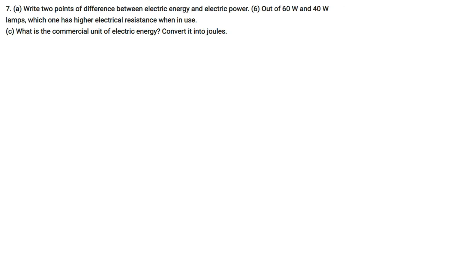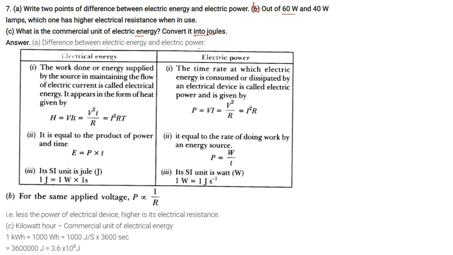Write two points of difference between electrical energy and electric power. B: out of a 60 watt and a 40 watt lamp, which one has higher electrical resistance when in use? And the third is, what is the commercial unit of electrical energy converted into joules? So first we'll go with the difference between electrical energy and electric power.